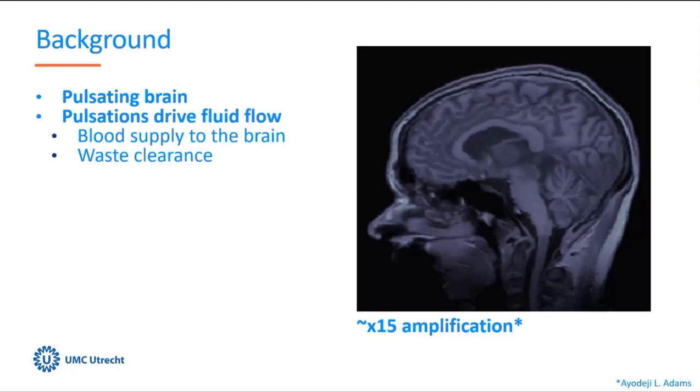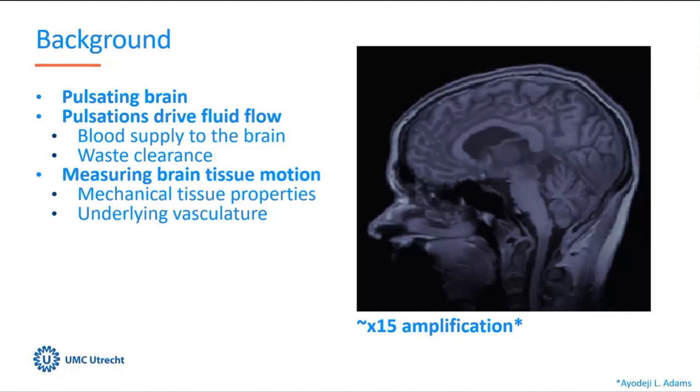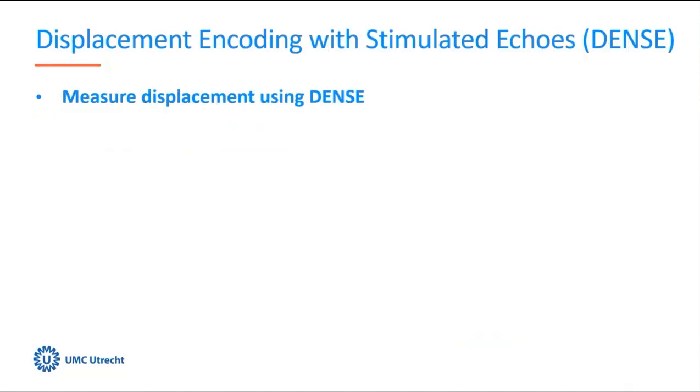And these pulsations drive fluid flow through the brain. And this provides blood supply and clearance away from the brain. And if we could measure these brain tissue motions, that would give us some insights into the mechanical tissue properties of the brain, and into the underlying vasculature in the tissue. So a method to measure brain tissue pulsations is displacement encoding with stimulated echoes, also shortened as DENSE.